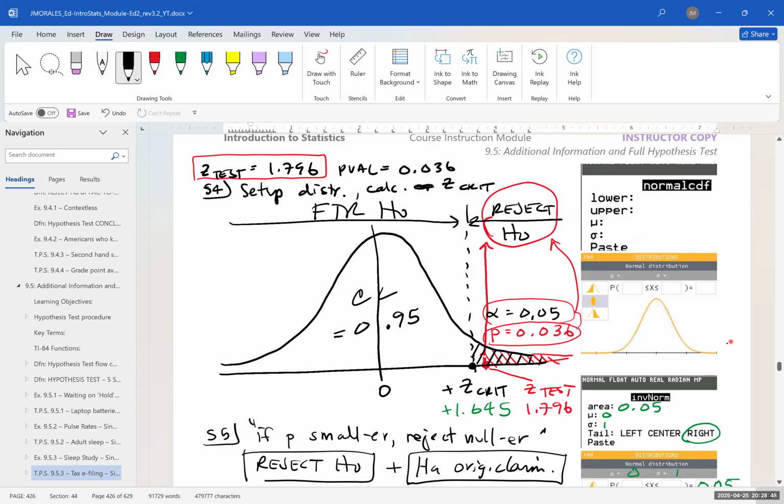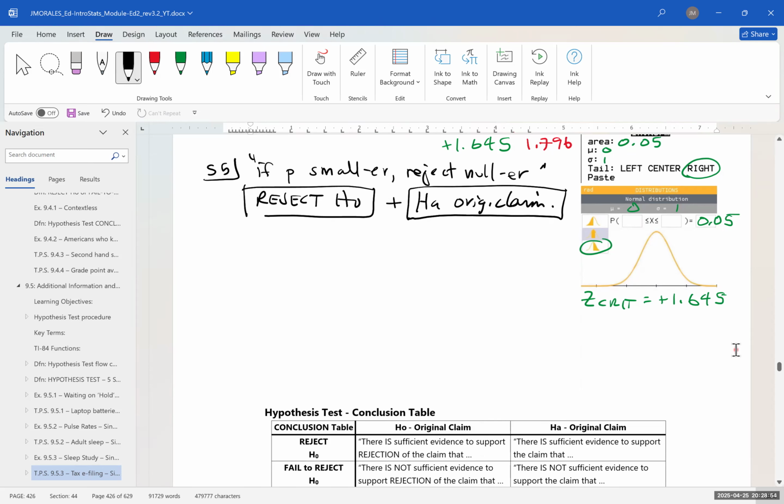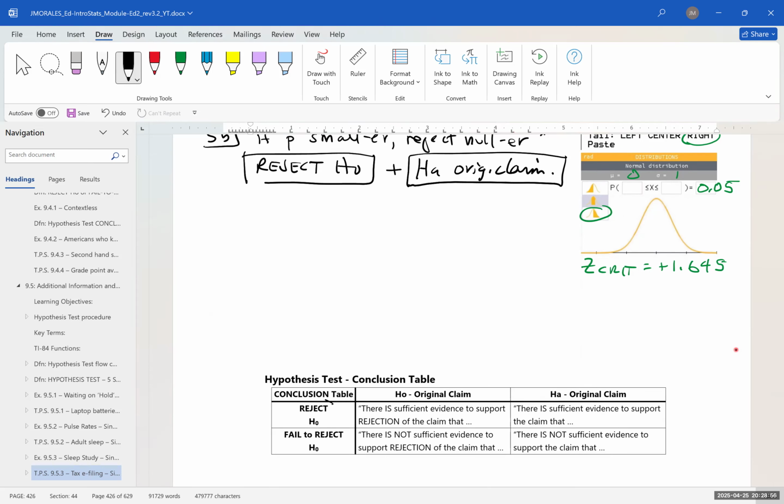All right, so let me scroll down and see where that's going to fall on our conclusion table. So we're going to reject the null, and the alternate was our original claim. So where those come together is right here on this outcome. So now we just have to write a conclusion with that.